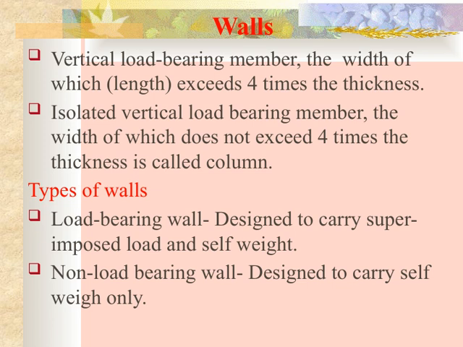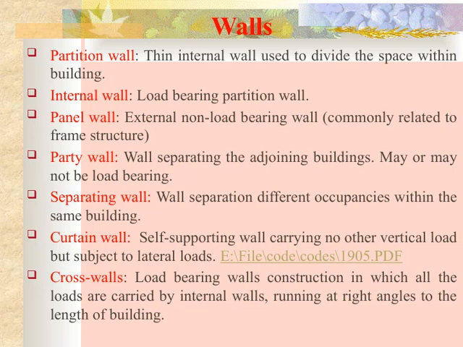Let's take a closer look at the different types of walls and their roles within building structures. First, we have the partition wall, which is typically a thin internal wall used to divide spaces within a building. It's not load-bearing, but it helps organize and separate different areas. Next, the internal wall, which is a load-bearing partition wall. This means it supports some of the building's weight, contributing to the overall stability. Then there's the panel wall, usually an external wall that's non-load-bearing and related to the frame structure. Think of it as a facade that protects and insulates the building without carrying the main loads.